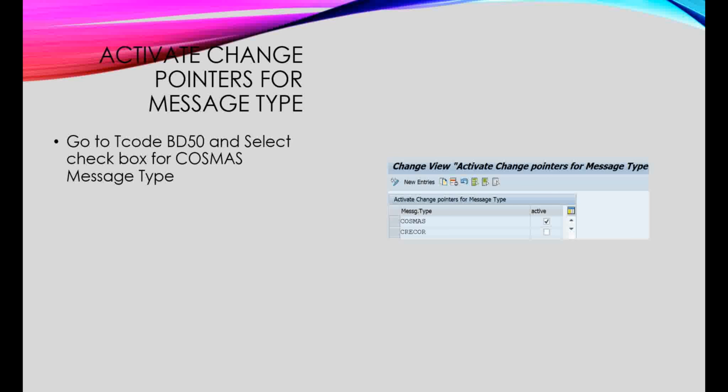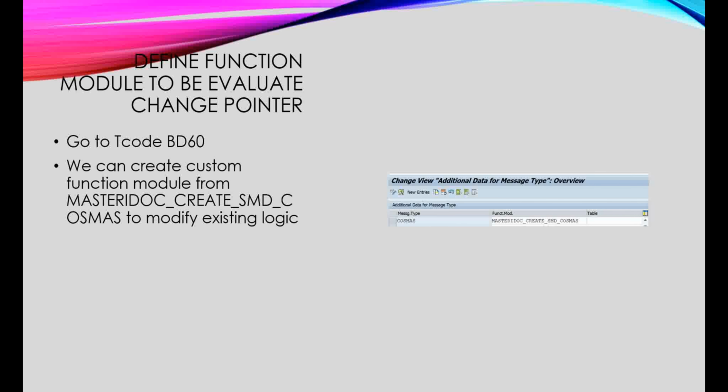BD50 contains all the available message types. We have to select our message type. Our scenario message type is Cosmos. You have to select the checkbox against that message type. After activating the change pointer for the message type, we have to go to transaction BD60.